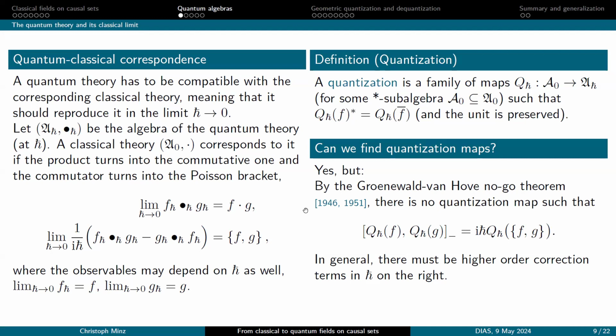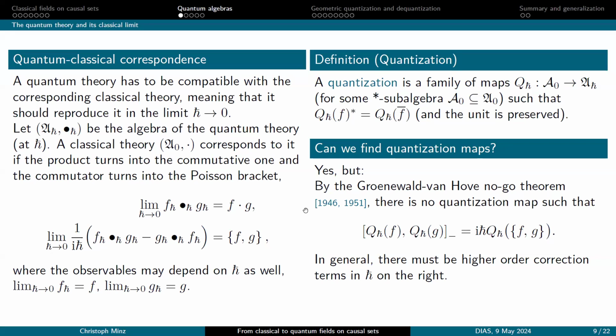In general, you might think, well, if you only have these two conditions, the limit for the product and for the commutator, what about just using the second equation quite literally and saying that your quantization map should fulfill this? But it was actually shown quite some time ago already that this can't be realized by quantization. So in fact, you have to have higher orders of h bar, and they don't really matter because in the classical limit they all disappear.